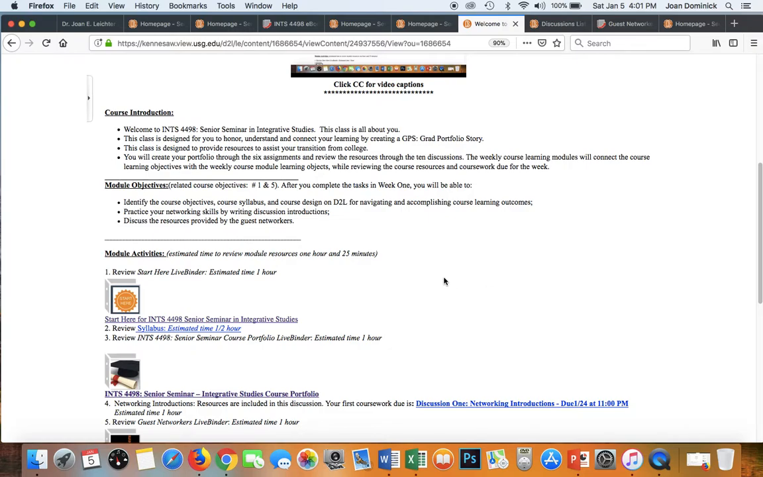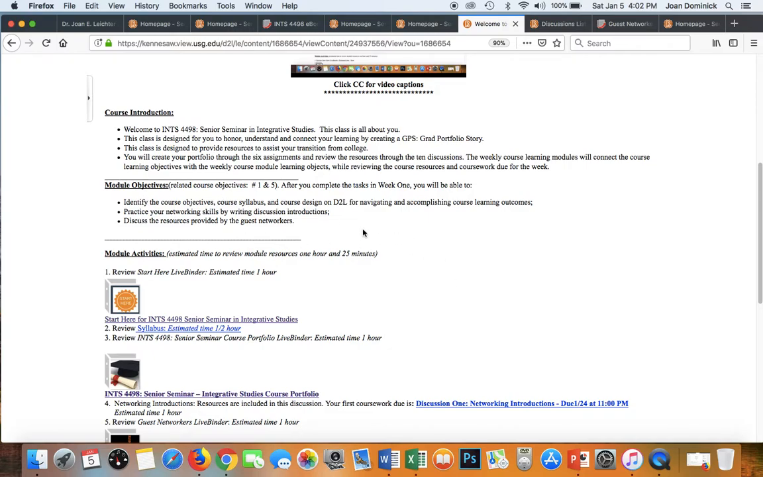This class is designed to provide resources to assist you in your transition from college, and you'll create your portfolio through the 6 assignments and review the resources about creating portfolios and other resources that you will be using as you prepare to graduate through the 10 discussions. The weekly course learning modules will connect the course learning objectives with the weekly course module learning objectives while reviewing the course resources and coursework due this week.